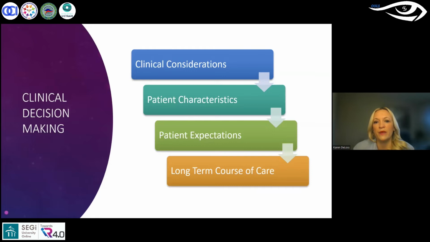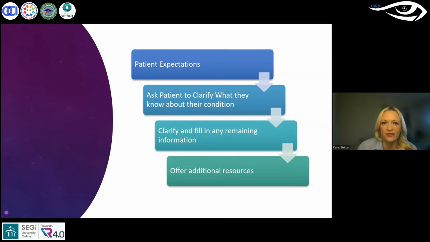And then patient expectations and characteristics can be key. That's probably the most difficult part to learn and the most difficult part to teach with respect to managing keratoconus. So patient expectations are key. A lot of times when I get a patient in the chair, I kind of open up with open-ended questions.